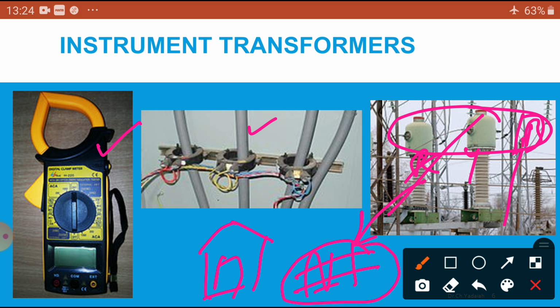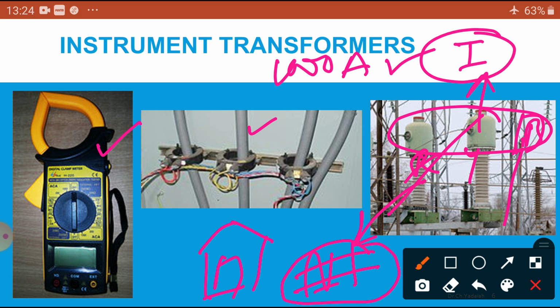CTs are generally used as current transformers that measure the current only. They can measure nearly 1000 amperes also. So based on the current, the size of this instrument changes.